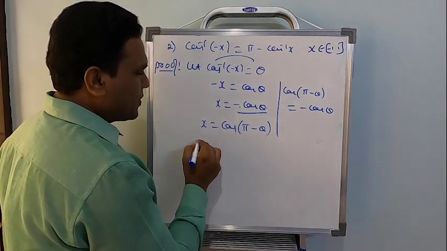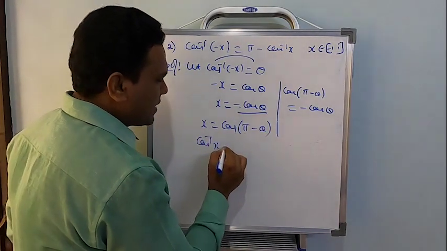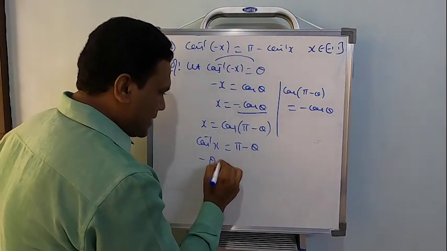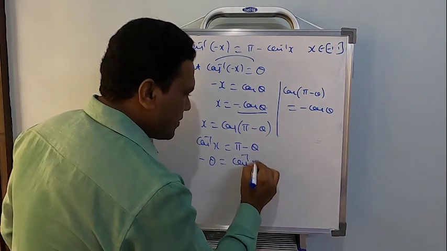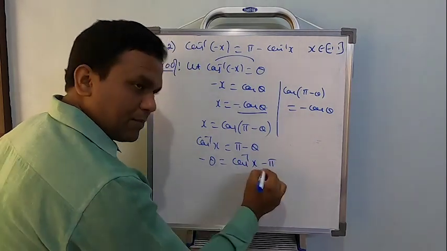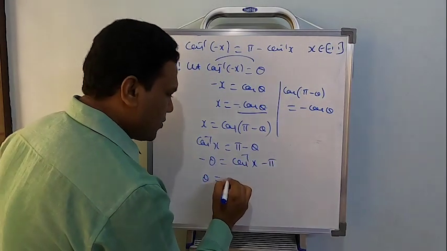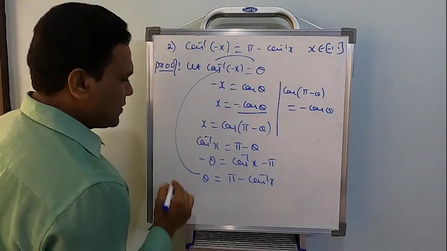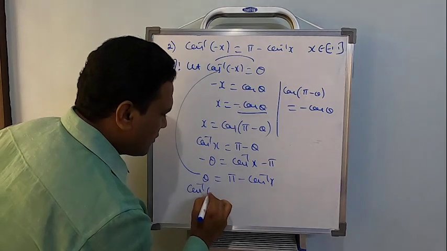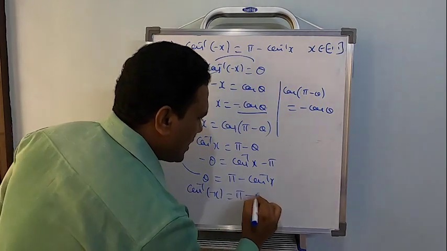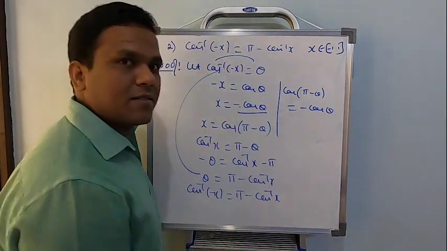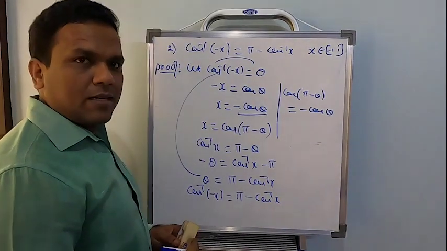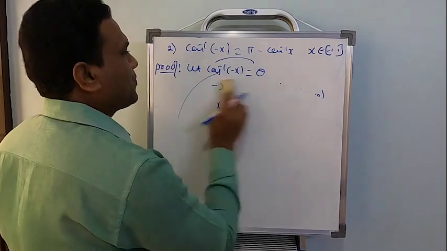Now shift cos here, so this will become cos inverse x equal to pi minus theta, or minus theta equal to cos inverse x minus pi, multiply by minus sign, theta equal to pi minus cos inverse x. The value of theta which we started with, cos inverse of minus x equal to pi minus cos inverse x. Hope it's clear? Fine. So similar to this, let's go for tan inverse also.